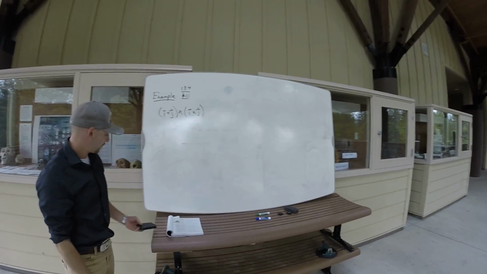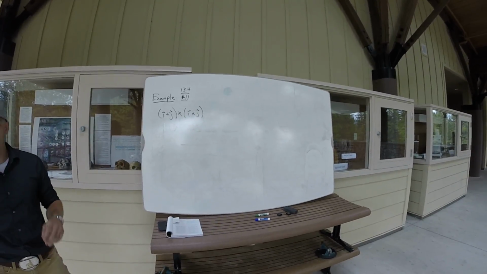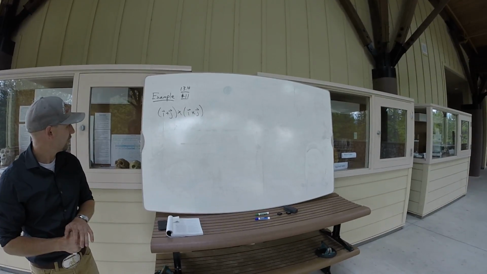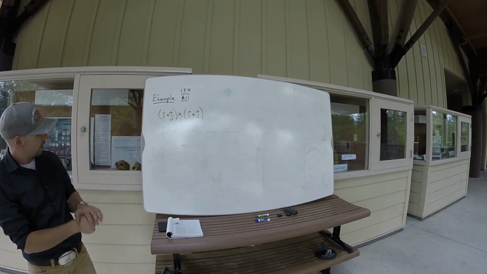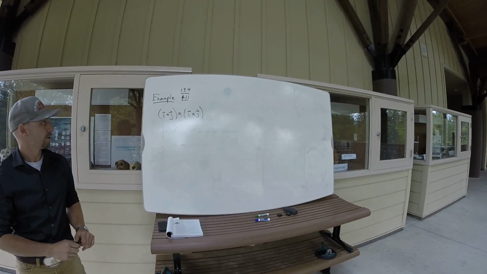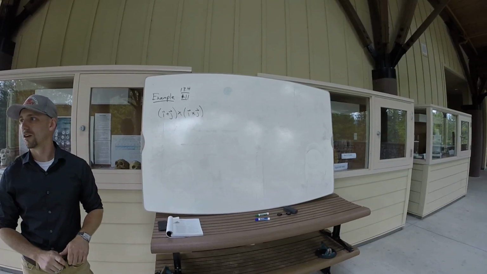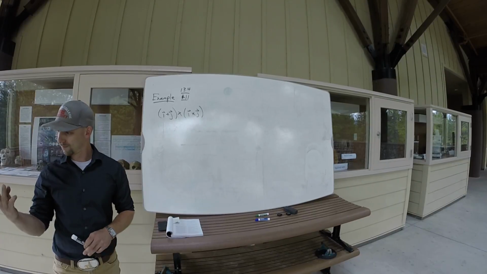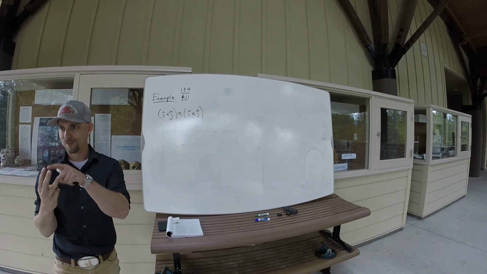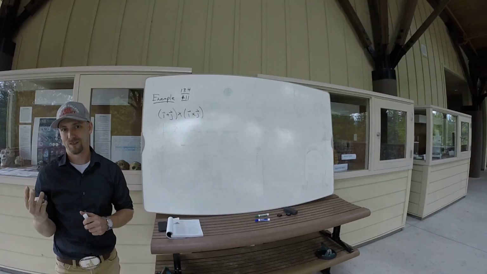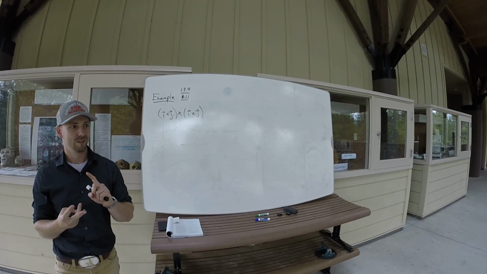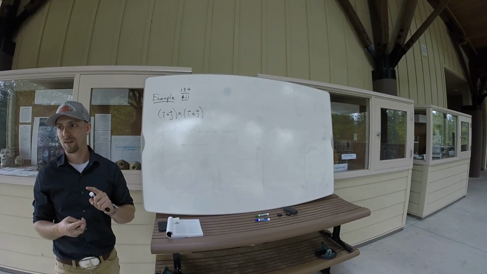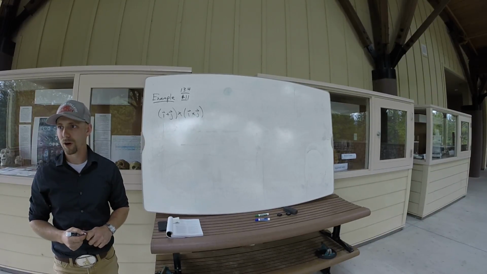Let's try an example of calculating a cross product, where we want to calculate the quantity i plus j crossed with the quantity i cross j. So what three things does a cross product do? Right-hand rule, perpendicular to both the inputs, and the magnitude is the area of the parallelogram.